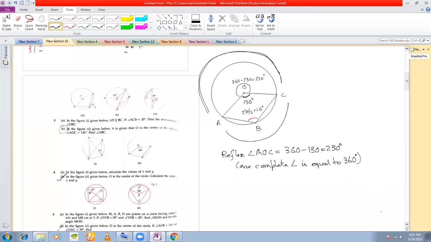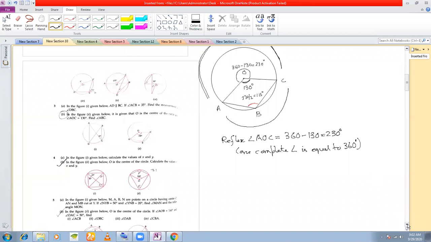So one complete angle is equal to 360 degrees. Okay, so we found out reflex angle AOC. Therefore, what is angle ABC? Angle ABC must be half of reflex angle AOC.